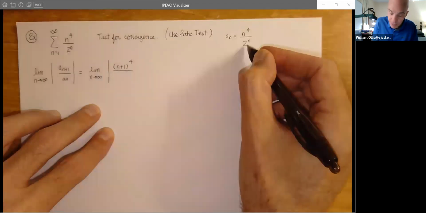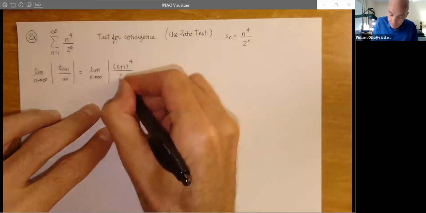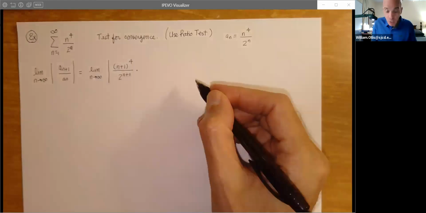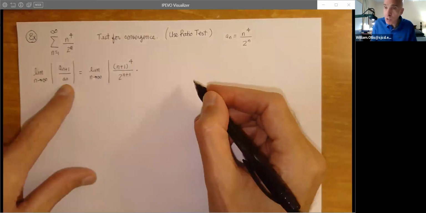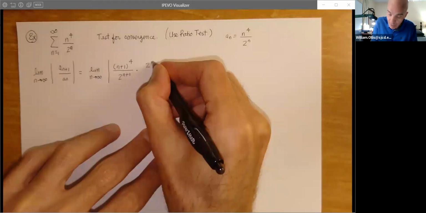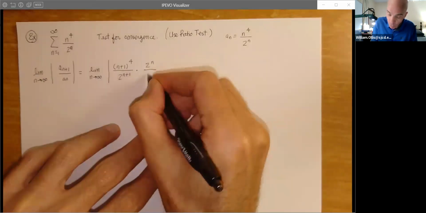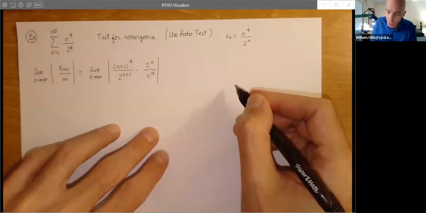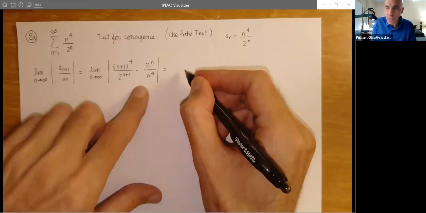And then here we replace n with n plus 1. So the execution is pretty simple. Now we want to divide by a sub n, so just reciprocate and multiply. So we'll have 2 to the n divided by n to the fourth. Okay, now of course, these are all positive terms.